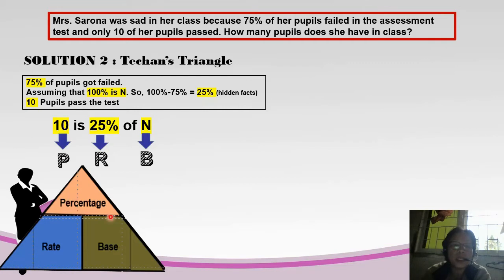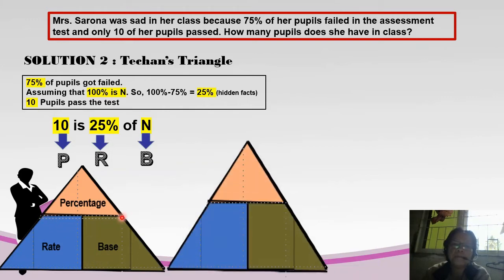Now using the percentage triangle, as you observe, we have the structure. Percentage is written at the top, rate is written at the left side, base is written at the right side. So using this formula, we are now going to substitute percentage, rate, and base with the numbers given here. So 10, 25, and n.